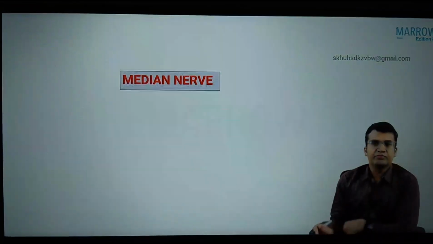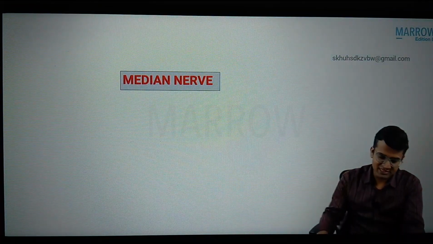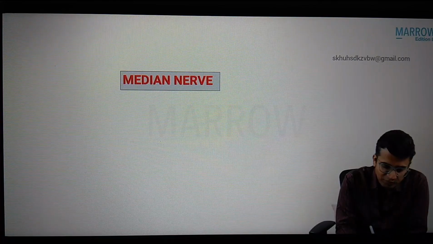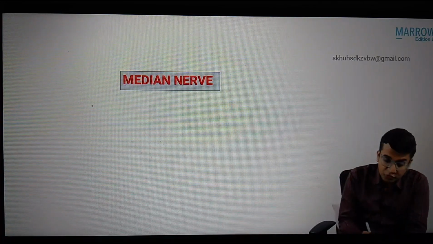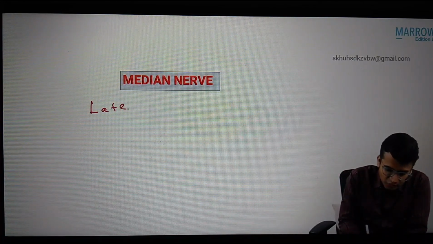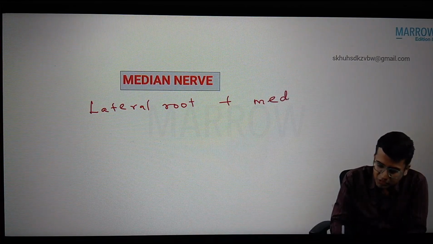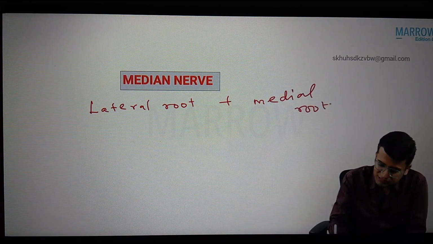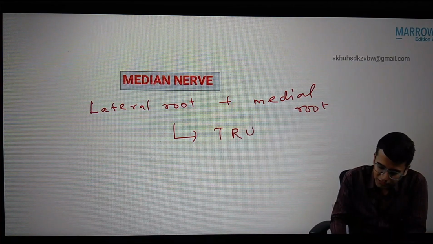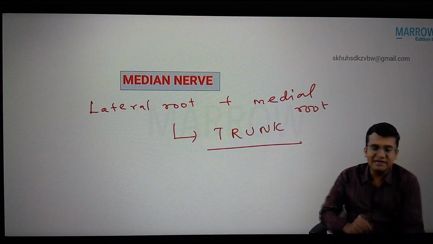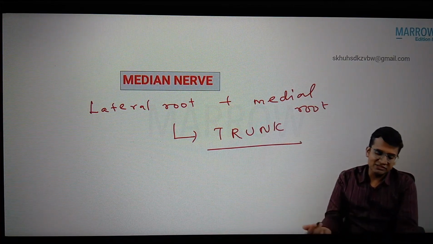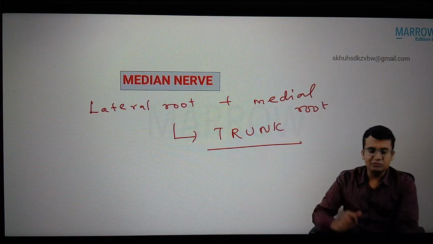So next we're going to discuss the median nerve. First, some basic points. The median nerve is formed by the joining of two roots: the lateral root of the median nerve joins with the medial root of the median nerve, and they form the trunk of the median nerve. So the median nerve comes from both the lateral cord and the medial cord.